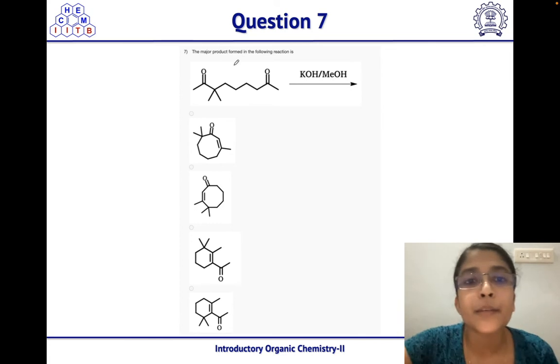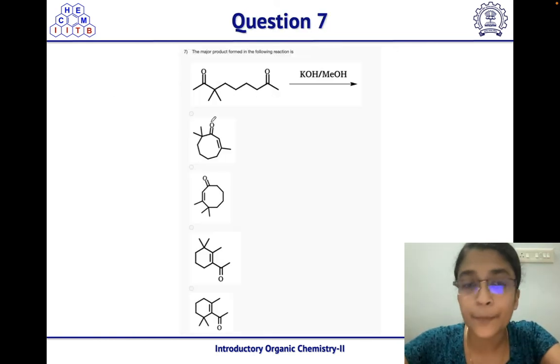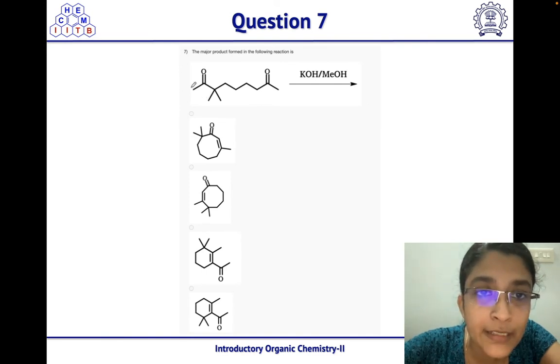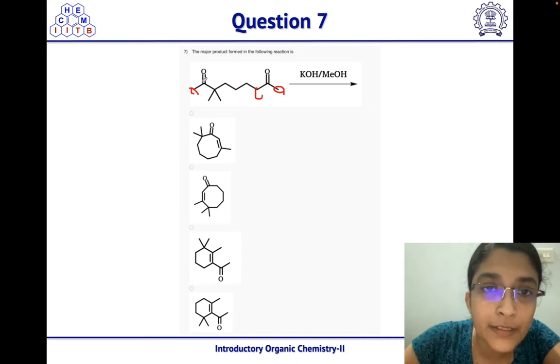So here the major product formed in the following reaction is, here they have given a diketone species and treated with KOH and methanol conditions. Out of these four, one major product will be formed. So what is that? We know that there are many possibilities for formation of enolate. Here there is an alpha hydrogen at this carbon and at this carbon. Here there is no alpha hydrogen as it is substituted by two methyl groups.